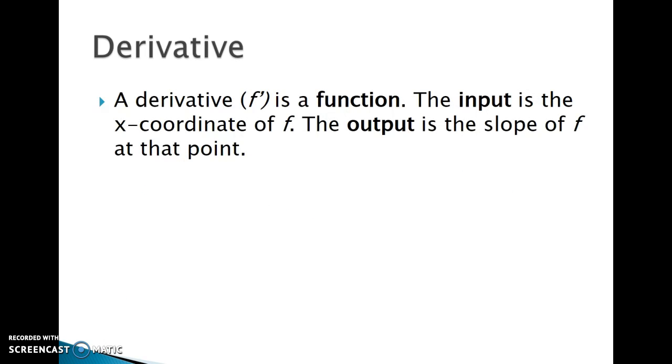Okay, so first a definition. A derivative, which is written f with a tick mark next to it, so f prime, is a function. The input is the x-coordinate of f, and the output is the slope of f at that point. So if you have a derivative function, you can input any x-coordinate and figure out what the slope of the original function was at that x-coordinate.